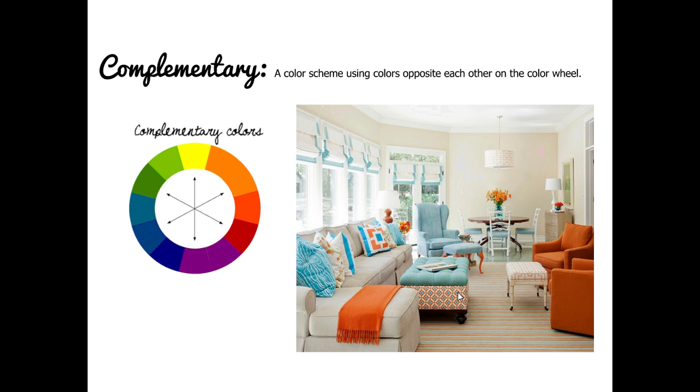Next is what's called complementary, which is a color scheme using colors opposite of each other on the color wheel. The common one you see is the blue and orange look, which is the picture I used here. Still lots of texture, pattern, etc., but all focusing on the blue and orange concept of the complementary color scheme. It could also be green and red, purple and yellow, etc.